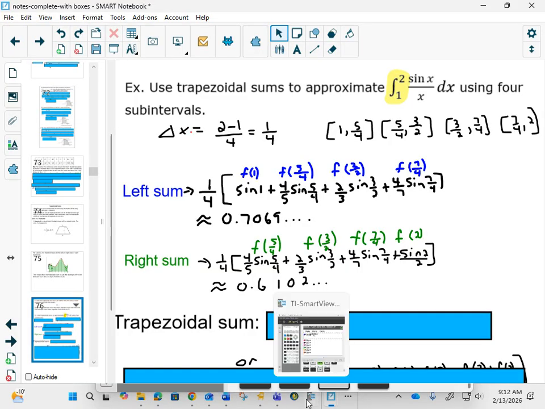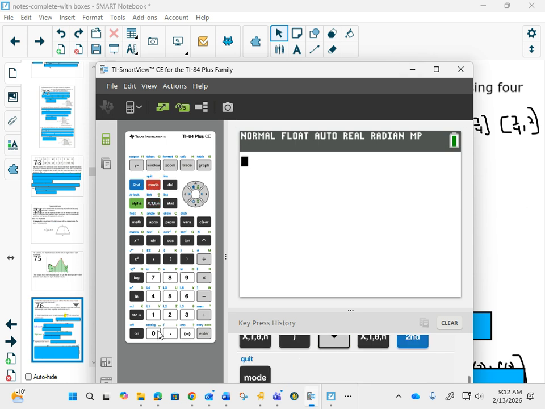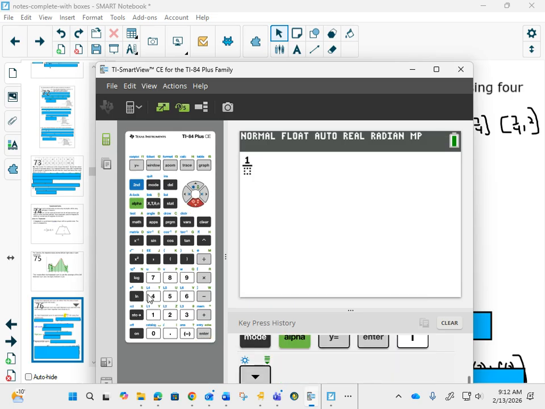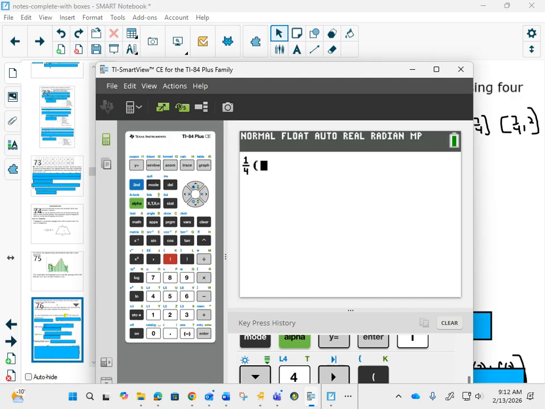So on my calculator here, I've got that set into y1. I want to figure out, and I've already factored out my 1/4. I'm going to put brackets. And then if I look at what each of these things are, this is f of 1, because I factored out the 1/4 already. This is f of 1 plus f of 5/4 plus f of 3/2 plus f of 7/4. You can write function notation in your graphing calculator. It's really cool. But we don't have f.